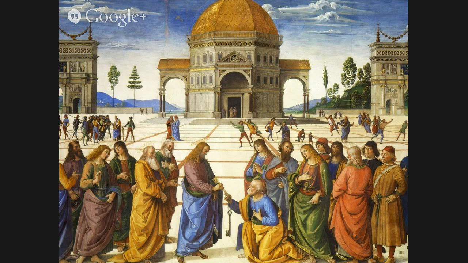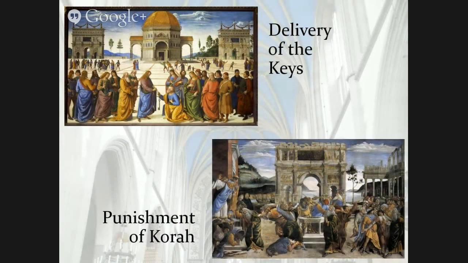But then on the opposite side of the wall, this is juxtaposed with another painting. So there's the delivery of the keys. There you can see the triumphal arches better. But it's juxtaposed with an Old Testament story, the punishment of Korah. In the book of Numbers, chapter 16, you have the story of the family of Korah revolting against Moses because they don't want the priestly authority to be given to Aaron. They want to have some of that, and so they try to usurp Moses' authority.